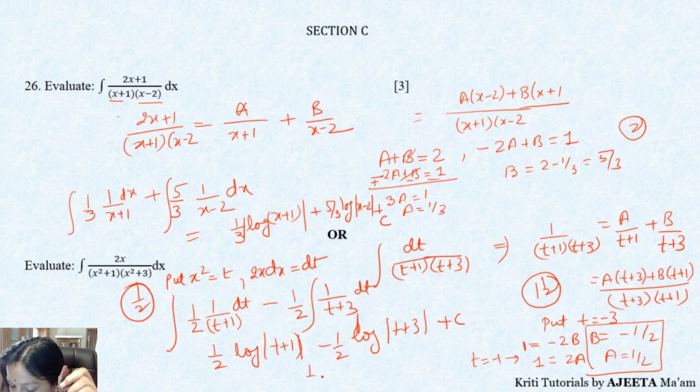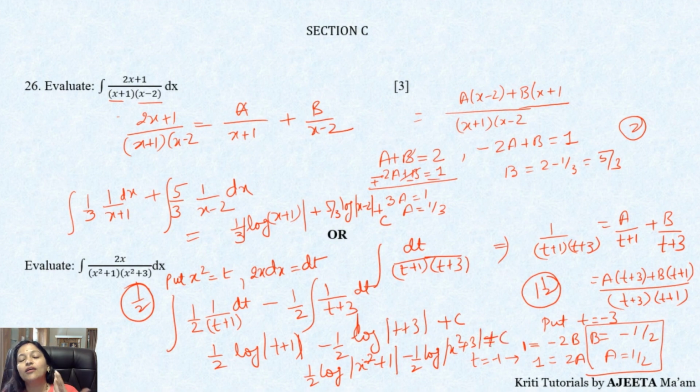So half. So final answer will be written like this. Log of x square plus 1 minus half log of x square plus 3 is equal to C. If you want, you can take a half common and then go with the properties of log, that is half log of x square plus 1 upon x square plus 3 plus c at last.